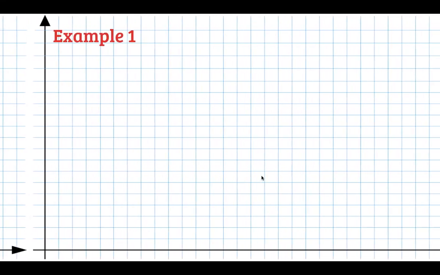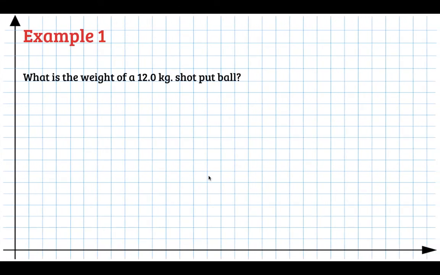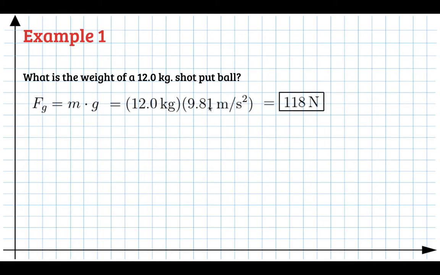All right? So it kind of looks like this. If I have a 12 kilogram shot put and I want to know what is the force of gravity on it, what is the weight, I just have to remember that the weight is equal to m times g. So you take the mass, 12 kilograms, and multiply it by g, 9.81, and that gives you the weight. So there's 118 newtons of force pulling downwards on a shot put ball because of gravity. We call that the weight.